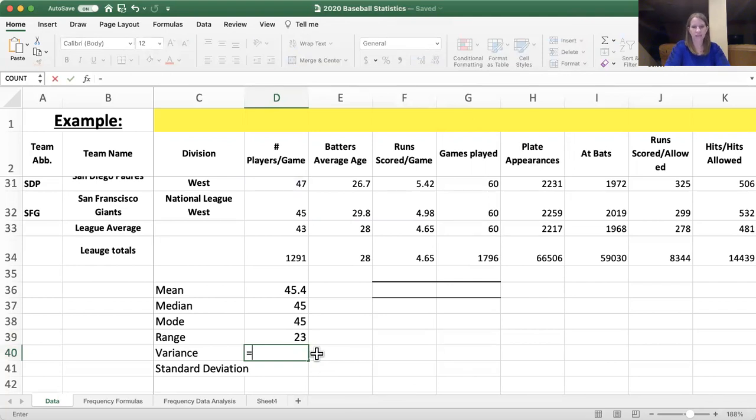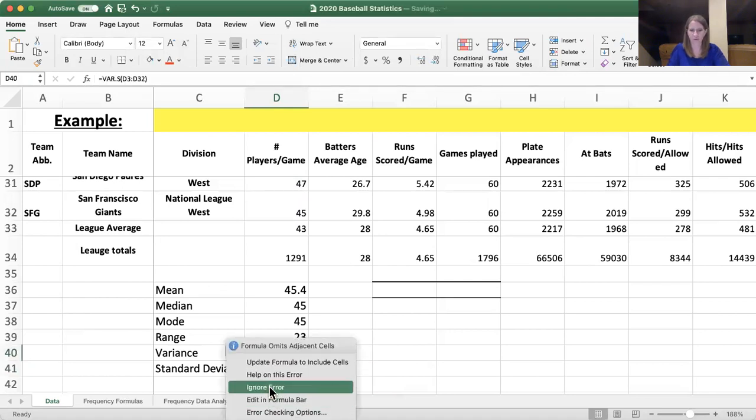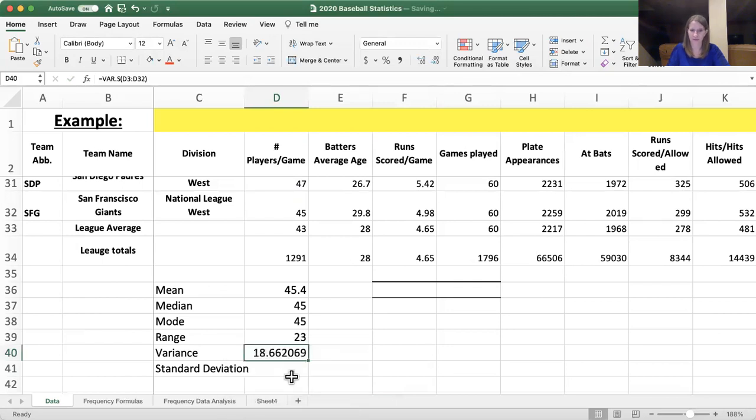So what we're doing here is we are again going to type in var, and we're going to do S for sample. And again, type in that D3 to D32. And we get 18.66. And we're going to ignore that error telling us you omitted some cells.